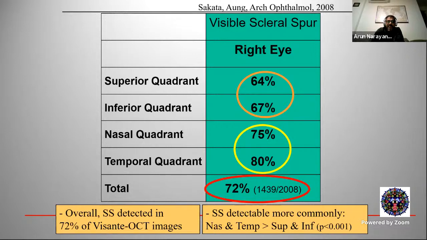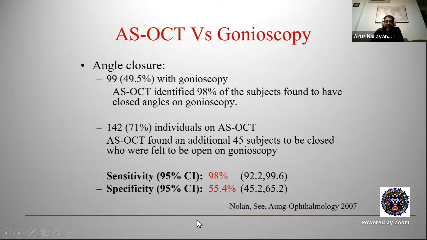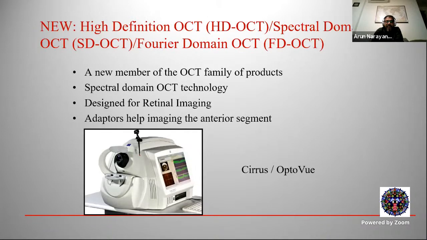So what does this mean? Essentially, you're not able to decide whether the angle is closed or not in about 45% of the eyes, because the specificity is about 55%, and 45% of the population, when you image them with the AS-OCT, can be false positive. So we still need gonioscopy to confirm angle closure on AS-OCT. So not really the most ideal tool to determine whether there's angle closure or not.